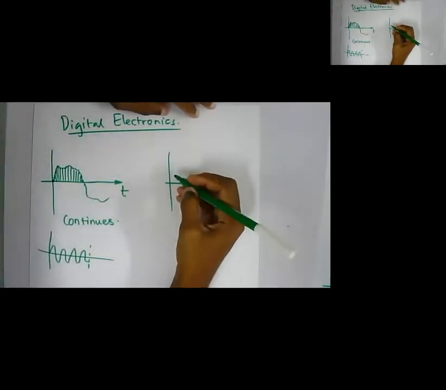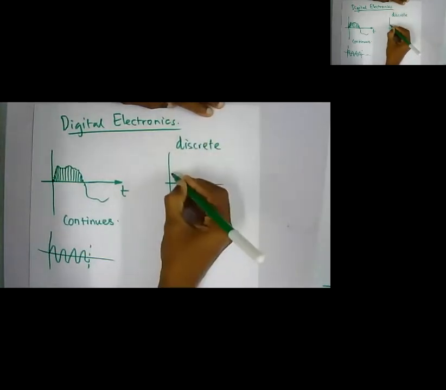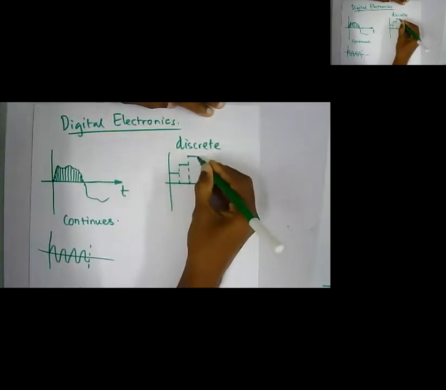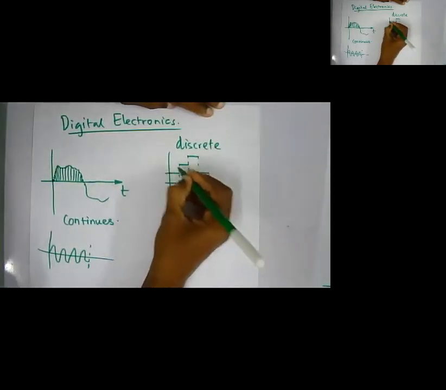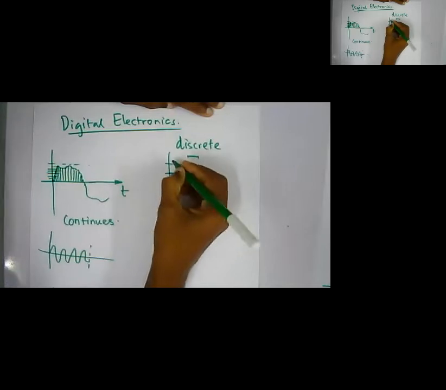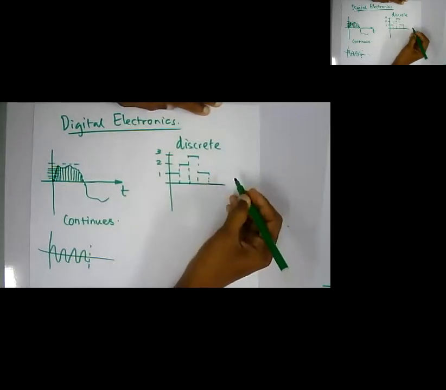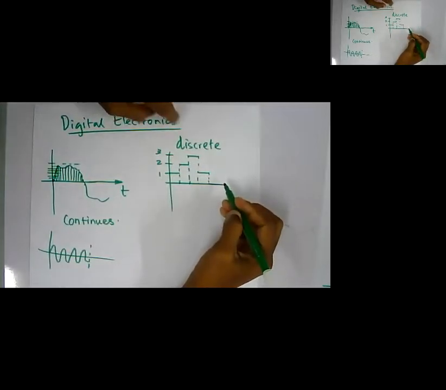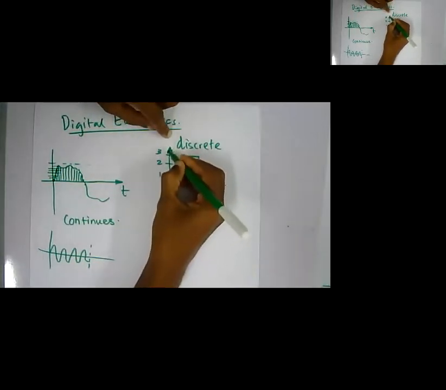The second category is the discrete signal. A discrete signal is something like this. It has discrete values. The magnitude is not continuous. For example, it could be either 1, 2, 3, something like that. There are no values like 1.5 or 2.5. So these signals are called discrete signals, where your amplitude is not continuous.